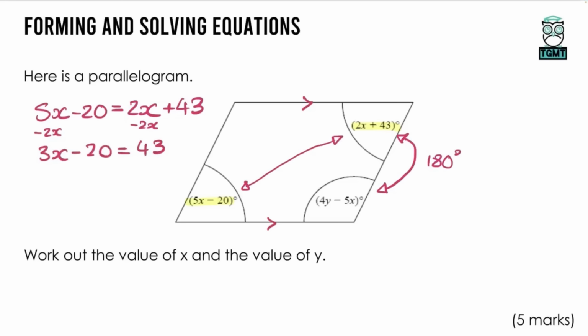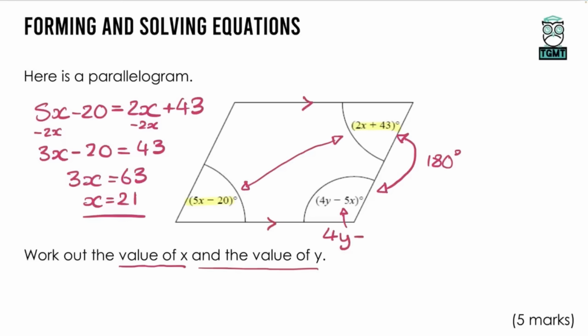We then need to add the 20 to the other side, so 3x is equal to 63. And then dividing by 3, we get x is equal to 21. So we now have the value of x, and that's what it wanted, the value of x, and it wants the value of y. So if I substitute this value of x into this bottom angle, it is now 4y minus 5 lots of 21, which is 105 degrees.